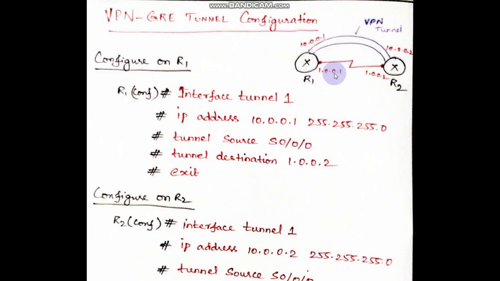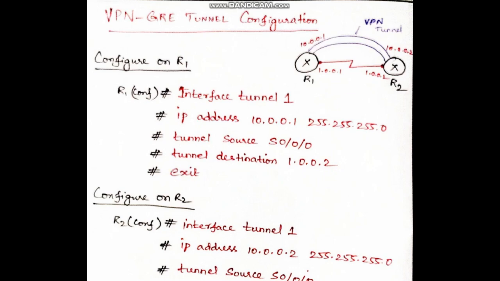But for the source I have to give the port, not this IP. If you give the IP, it will show invalid. So you have to give the serial interface number, S0/0/0, only for the source side. Whereas on the destination side you can directly give the IP, 1.0.0.2. That's what I have given in the next line: tunnel destination 1.0.0.2, then exit. So I have configured one side of the tunnel, which is on R1.